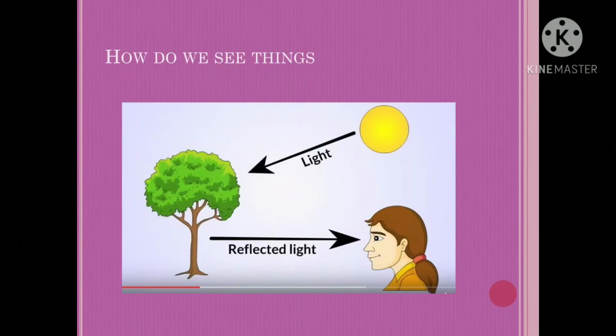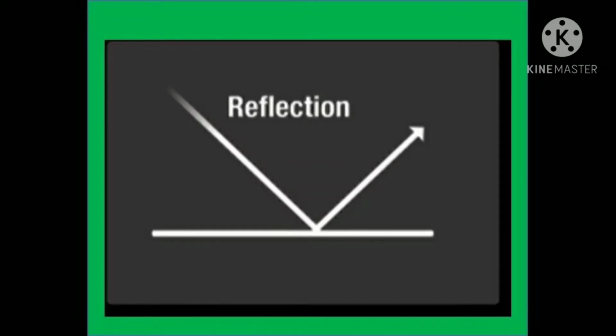Can you all think how do we see things? You might be thinking that because we have eyes, we can see all around us. But in science the answer differs. We are able to see as light gets reflected from the object and reaches our eyes. From this, you all would have understood that today's topic is reflection of light.